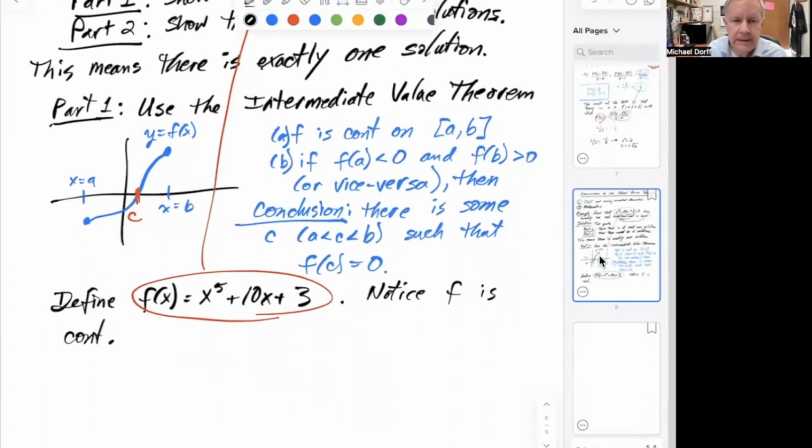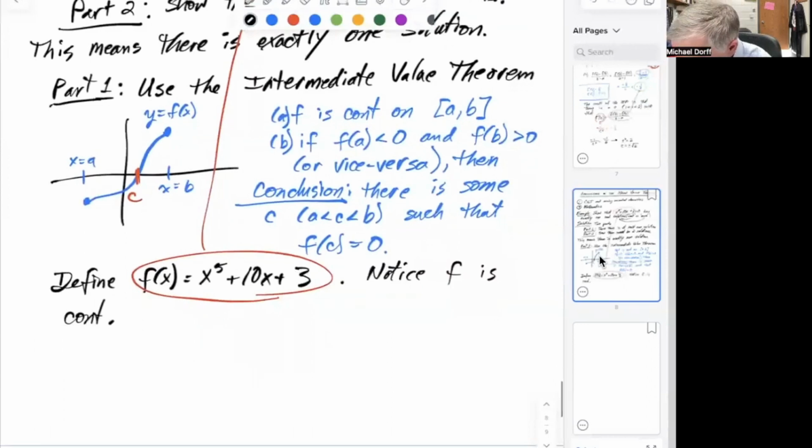And now I have to choose some a and some b where f of a is going to be less than 0 or greater than 0, and f of b is going to be the opposite one. So one of them is going to be greater than 0 and one's going to be less than 0. Well, choosing 0 is always a good one to do. So if I choose 0, I get 0 to the 5th plus 10 times 0 plus 3, which equals 3. So that's greater than 0.